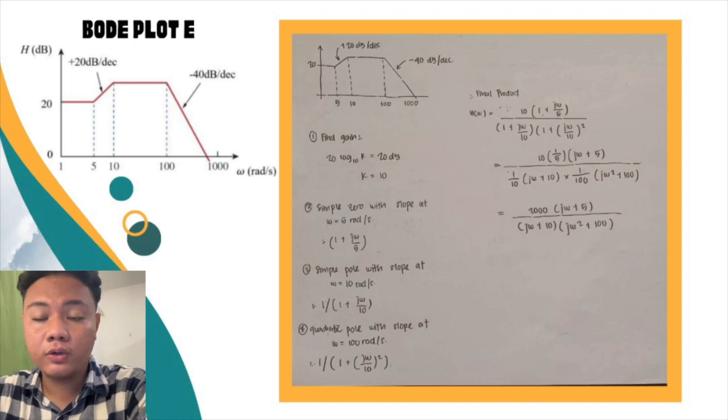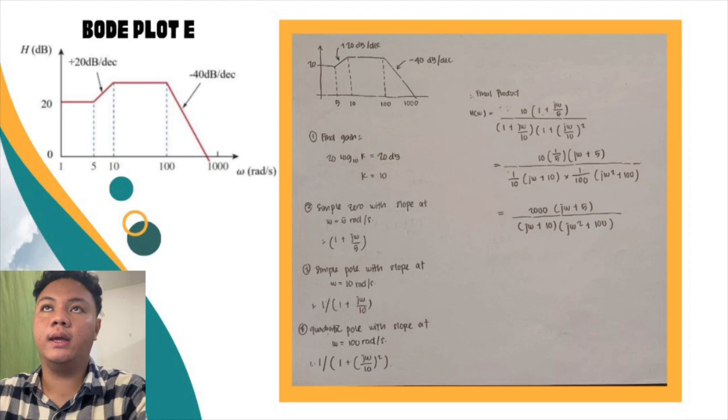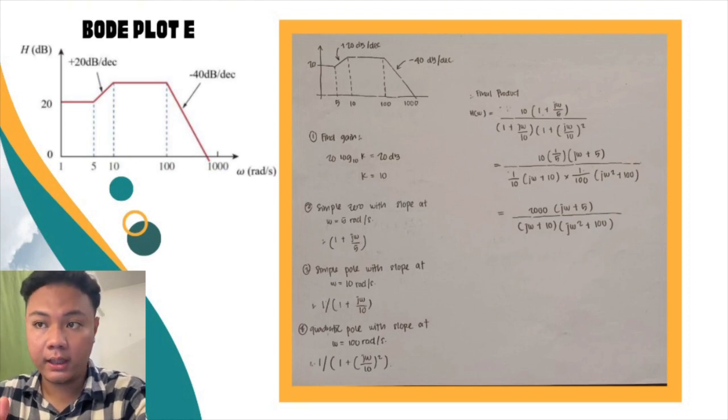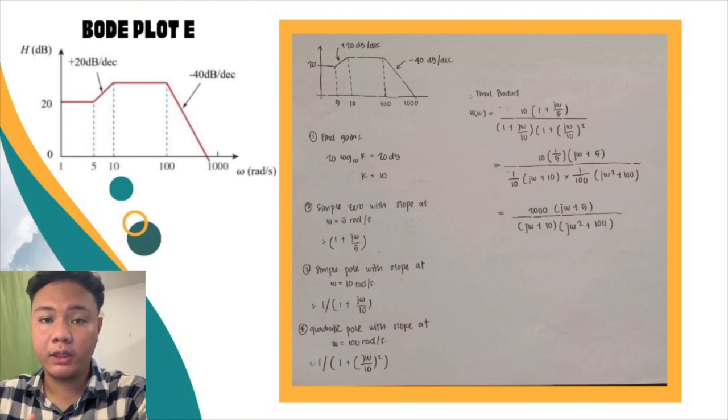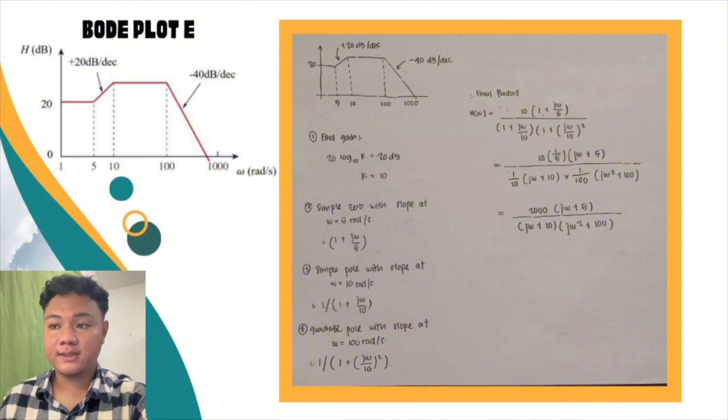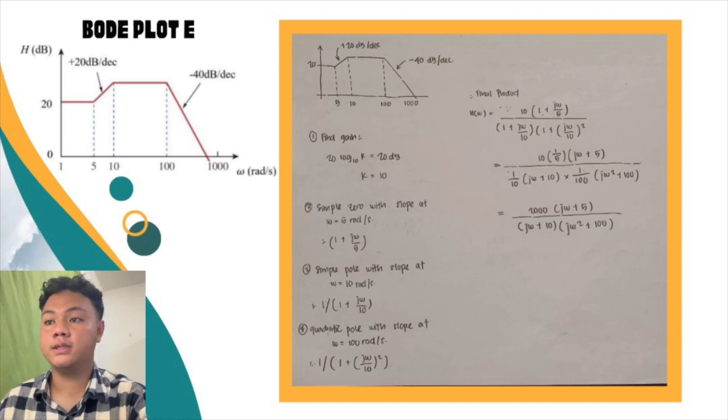Next we are moving to the next part of the Bode plot, which is the final product. As you can see in this slide, we already wrote the final product, which is H(ω) equals 10 in bracket 1 plus jω over 5, over in bracket 1 plus jω over 10, in bracket 1 plus jω over 10 times by 2. Last but not least, for this calculation, we are going to multiply and divide all the values that we take out from the jω.